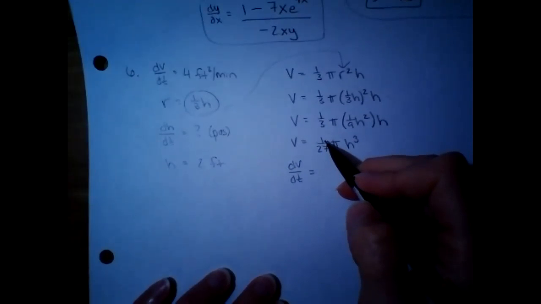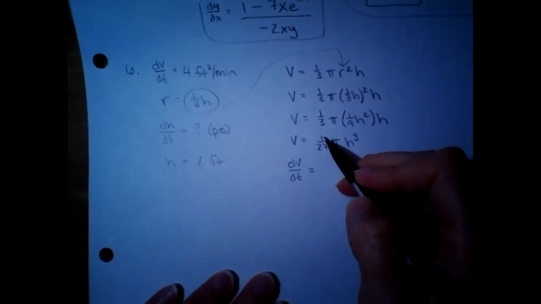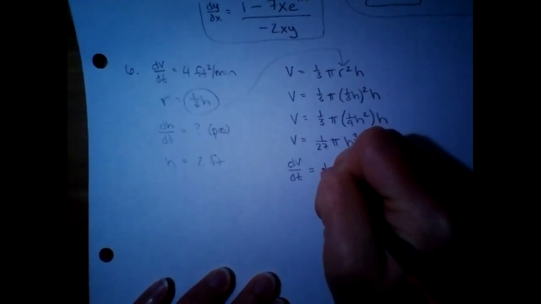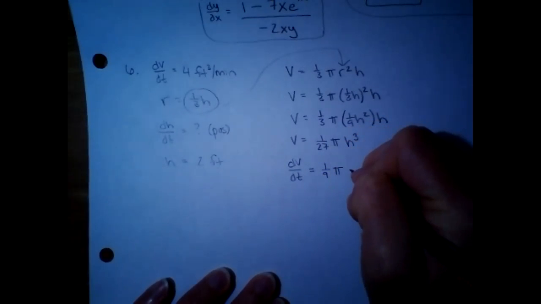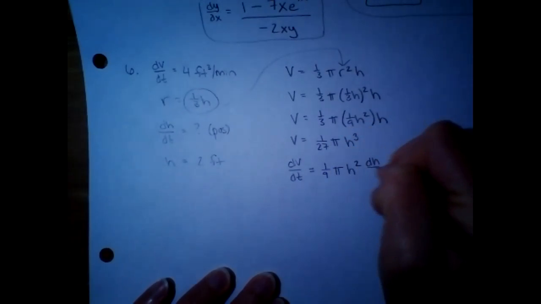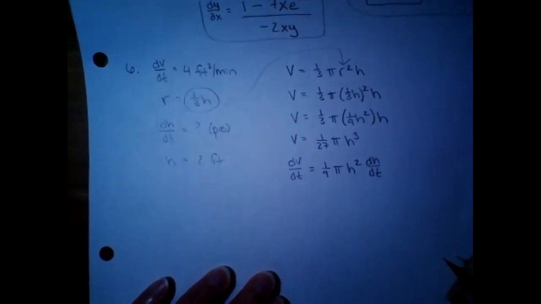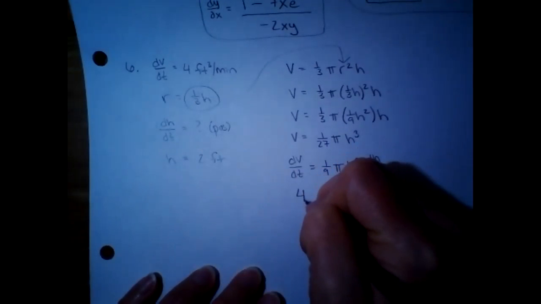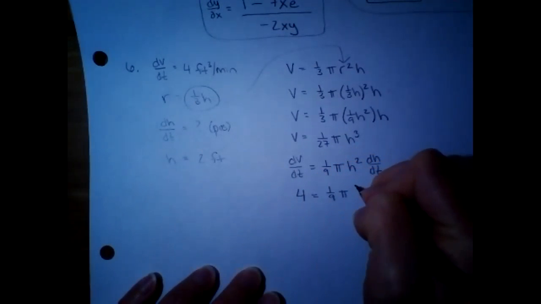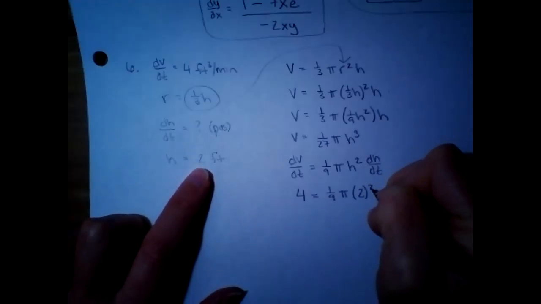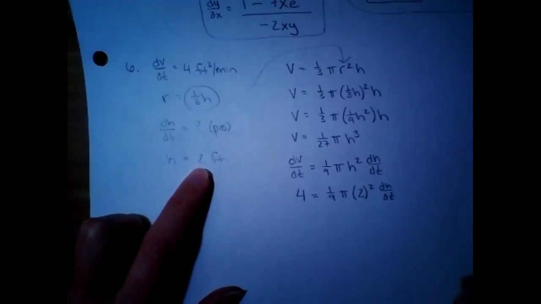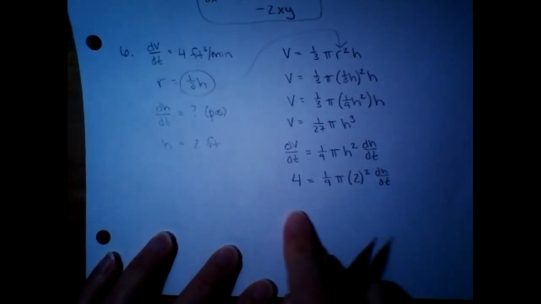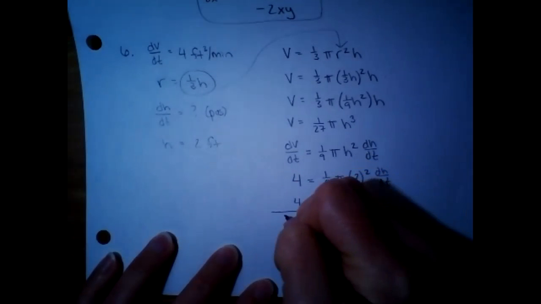You don't have to simplify. I'm going to because most people did, and if you're following along with your work, I want it to look like what you put. 3/27 would reduce to 1/9, and then pi h squared dh dt, and then we're just going to plug everything in. So dv dt is 4, and h is 2. And you do not have to simplify any of this down. All you have to do is get dh dt by itself. So you're just going to divide all of this over.